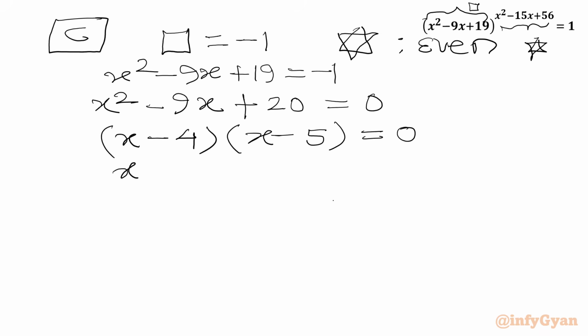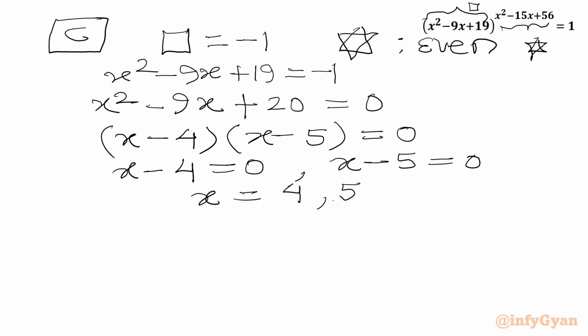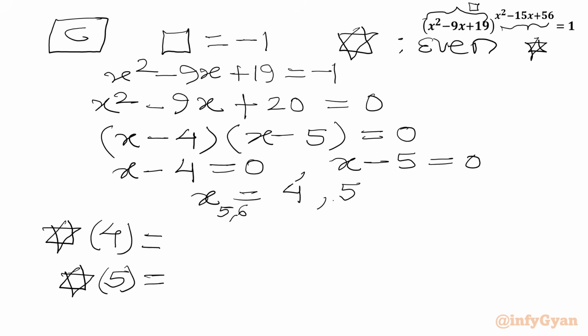Using the product 0 rule, we will write either x minus 4 equal to 0 or x minus 5 equal to 0. So from these two equations, we are going to get 4 and 5. Solution number would be 5 and 6. Now we have to cross-examine star at 4. It should not be an odd number. It should be even. So we will calculate star 4 and star 5. Both should be even numbered. Then only we will accept 4 and 5.